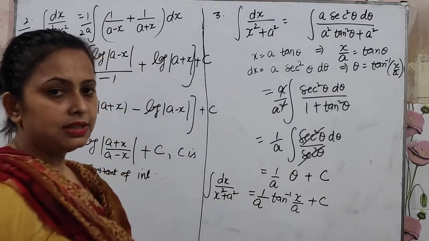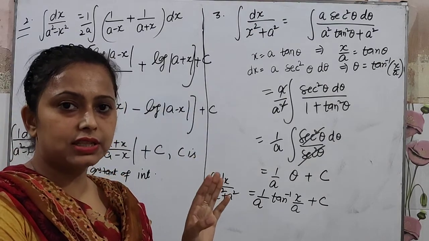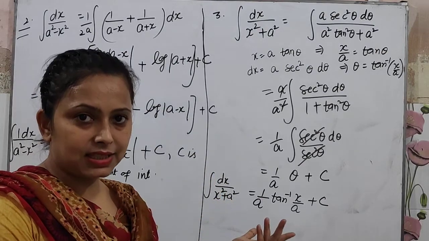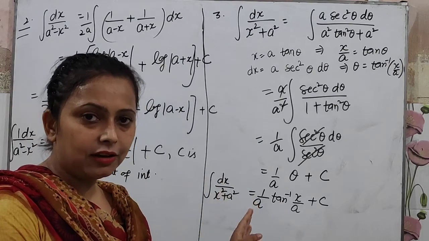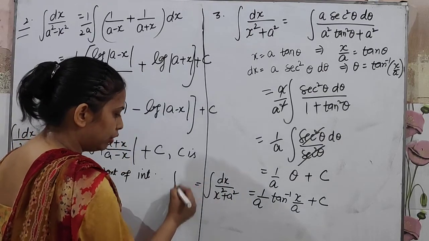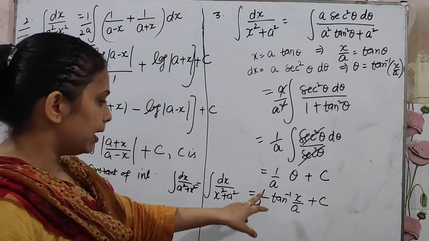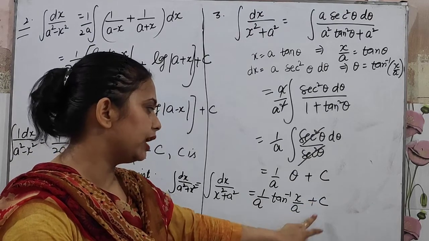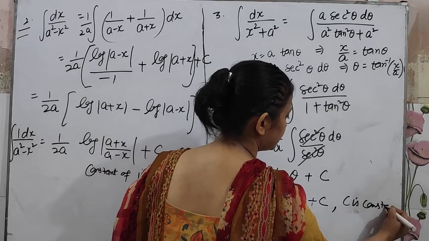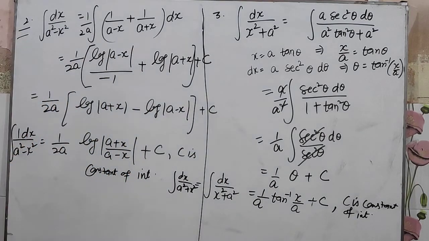See students, here is how to learn this formula. We know that the derivative of tan inverse x is 1 upon 1 plus x square. So it is something of the 1 plus x square type. Whenever a square plus x square or x square plus a square comes, it can be written as dx upon a square plus x square also. Both are the same. So it is 1 by a tan inverse x upon a plus c, where c is the constant of integration. Is that clear? Pause the video to note it down.